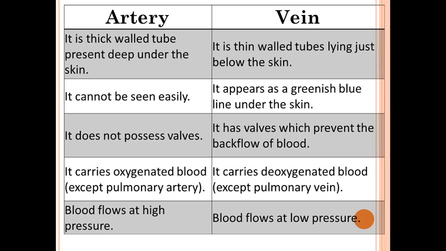In arteries there is oxygenated blood, and in veins there is deoxygenated blood, meaning carbon dioxide rich blood is there in veins. Blood flows at high pressure in arteries and at low pressure in veins. Here I have given one point: except the pulmonary artery, and here I have also written except the pulmonary vein.